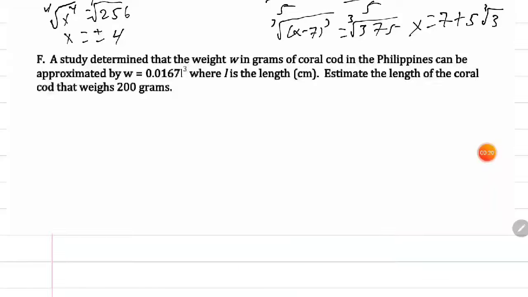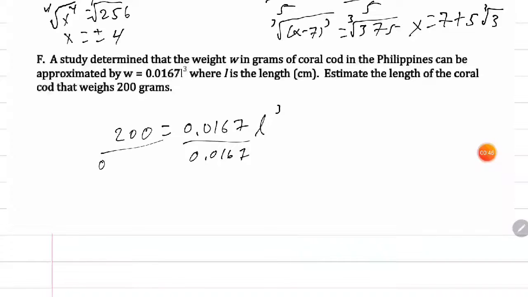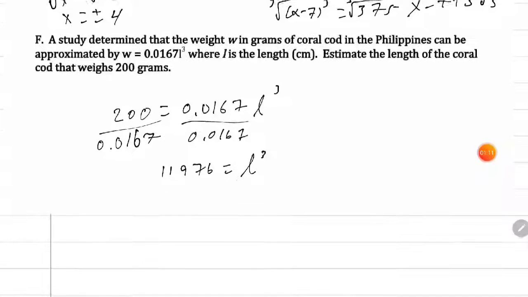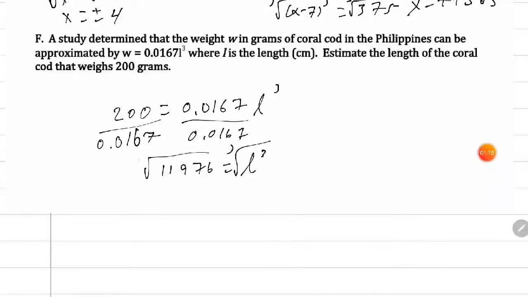Okay, so we have the formula there, and they said W is 200. Find L, so 200 is 0.0167 L cubed. So the first thing I've got to do is divide by 0.0167 on both sides. And then you should get 11,976 equals L cubed. And then we take the cube root of both sides.